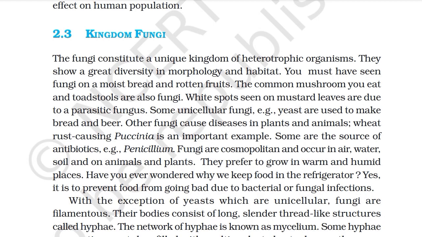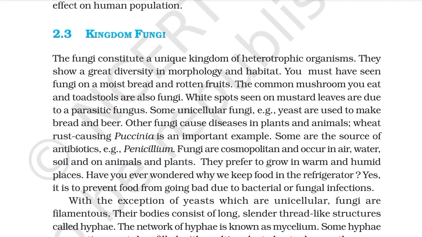Kingdom Fungi. The fungi constitute a unique kingdom of heterotrophic organisms. They show a great diversity in morphology and habitat. You must have seen fungi on moist bread and rotten fruits. The common mushroom you eat and toadstools are also fungi. White spots seen on mustard leaves are due to a parasitic fungus. Some unicellular fungi, example yeast, are used to make bread and beer.